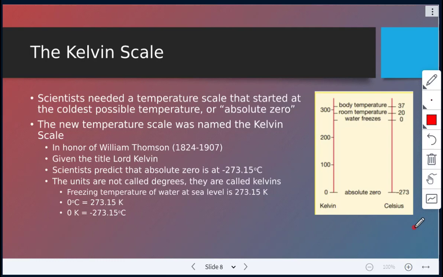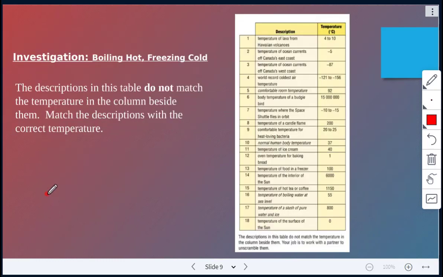So at 0 degrees Celsius, we have 273.15 Kelvin, and at 0 Kelvin here we have negative 273.15 degrees Celsius. This is similar to the investigation we've already done. I believe it is the exact same investigation that we just finished last class, the boiling hot, freezing cold investigation. Just keep in mind, they're not matched here. That's what you guys did for homework already.